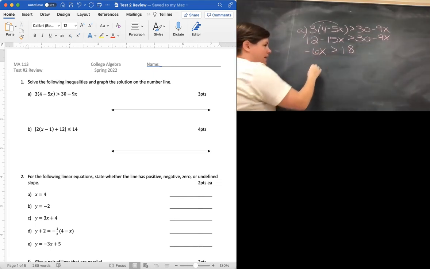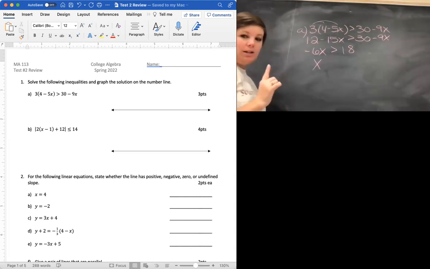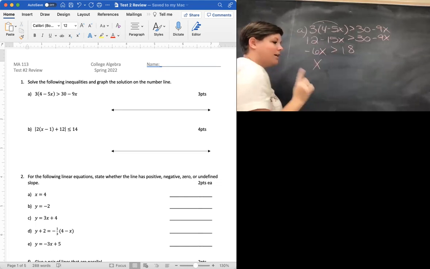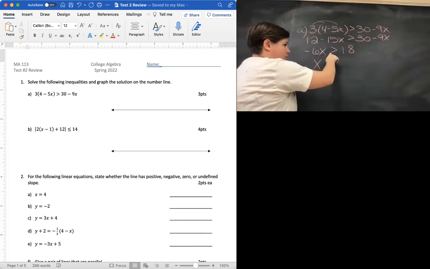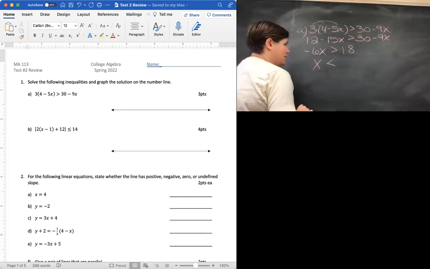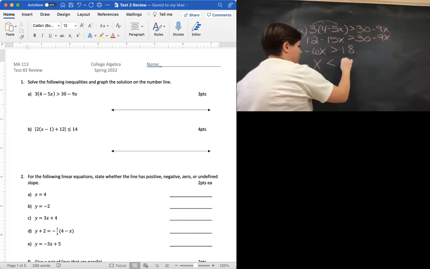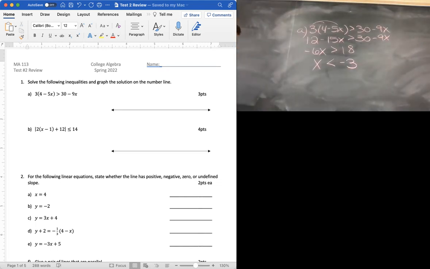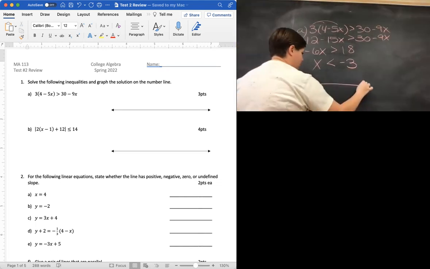Divide both sides by -6, remembering that when you divide or multiply across an inequality by a negative number, you have to flip it. So instead of it being greater than, it's now going to be less than. 18 divided by -6 will give me -3. So x is less than -3.